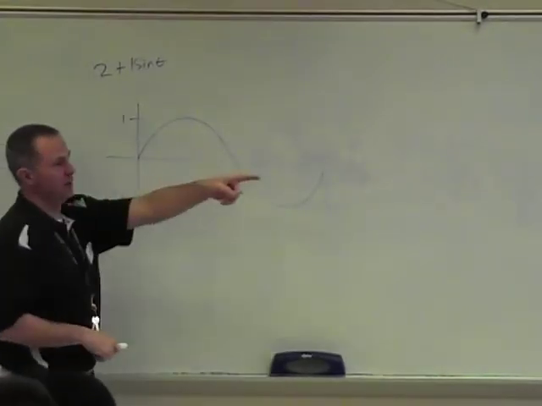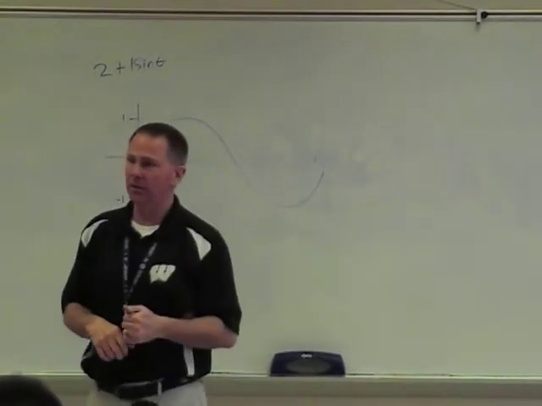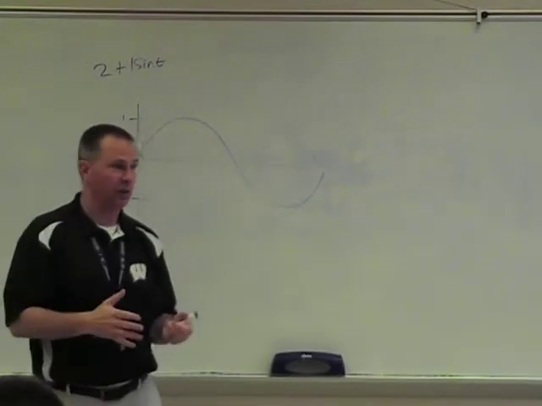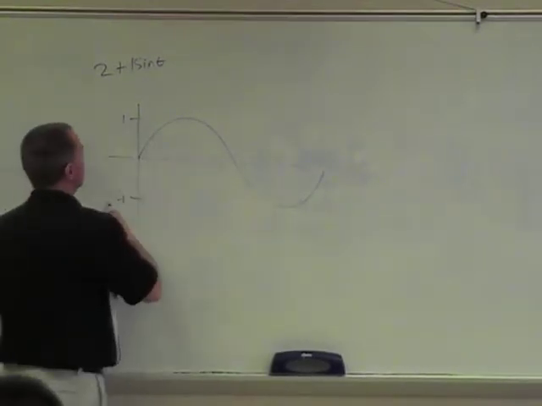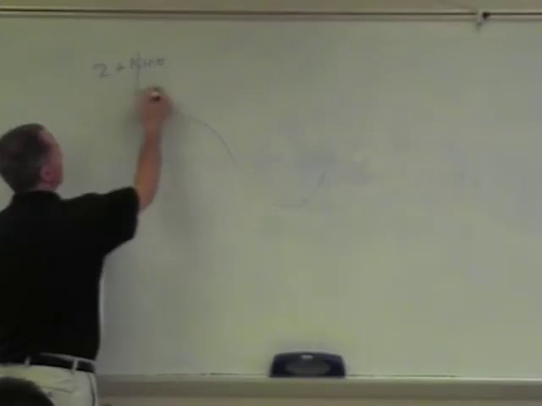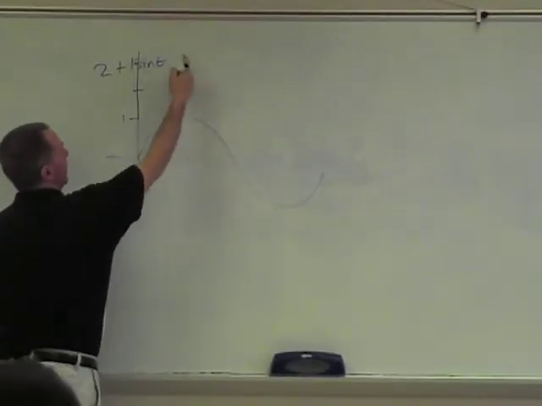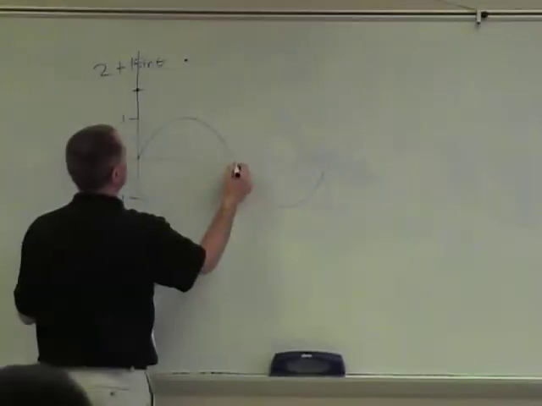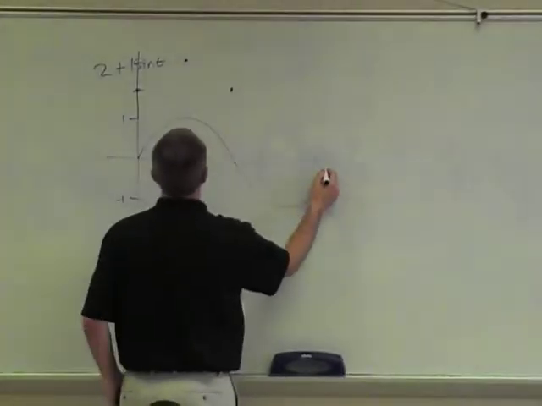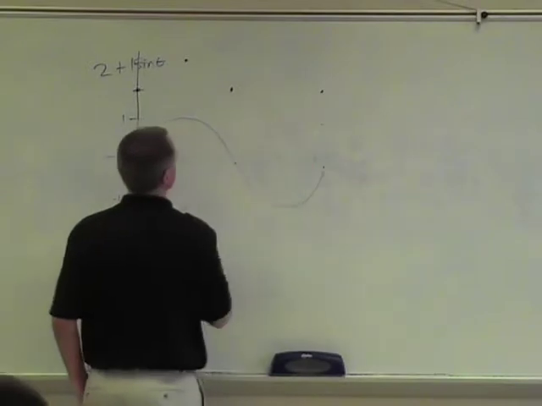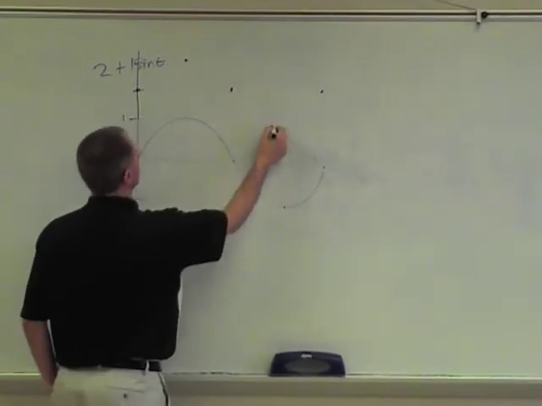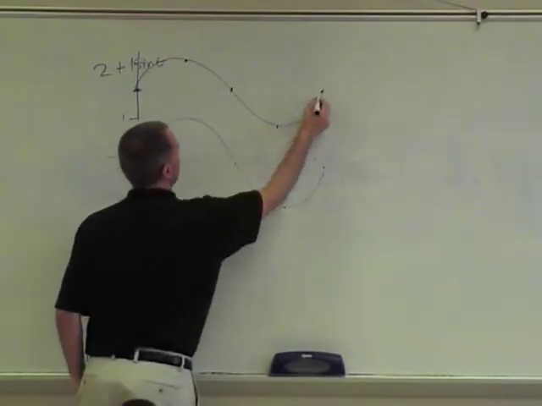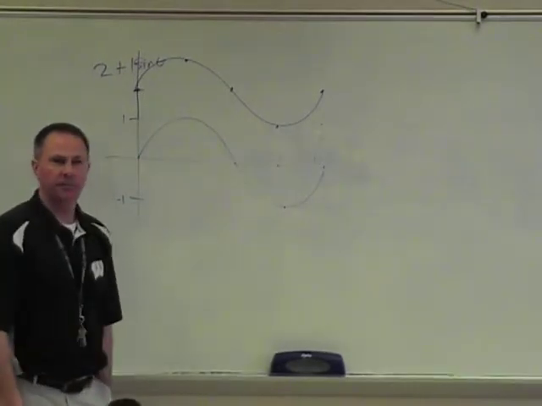So this is your end value. It's positive, and we're going to shift the whole thing up 2 units. So that means that this point's going to go up 2 units. This point's going to go up 2 units. This is going to go up 2 units. And this is going up 2 units. And this point goes up 2 units. And then there you have your shift of your sine curve.